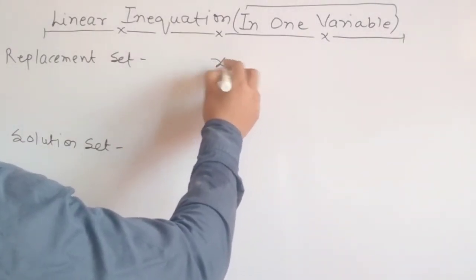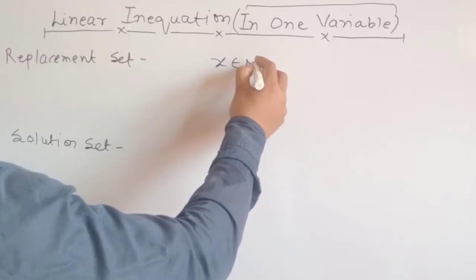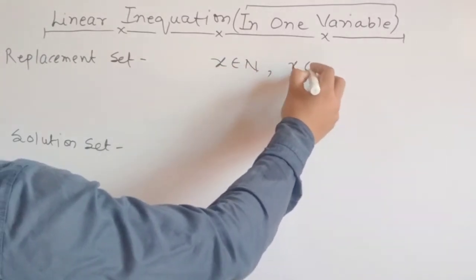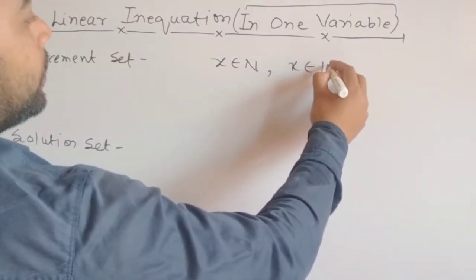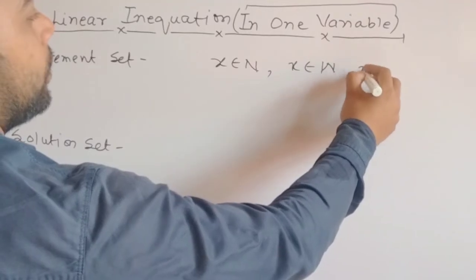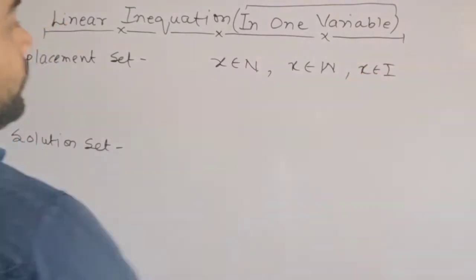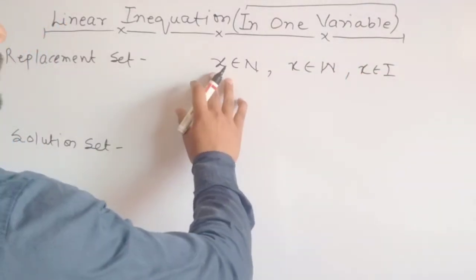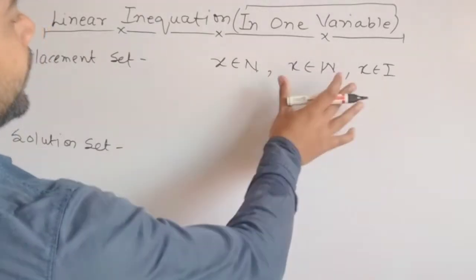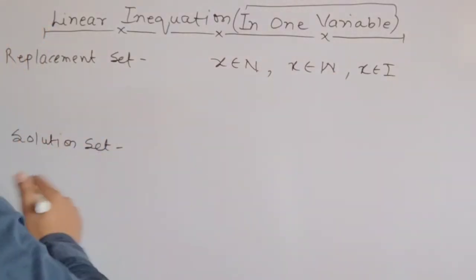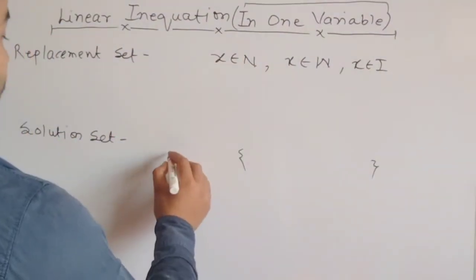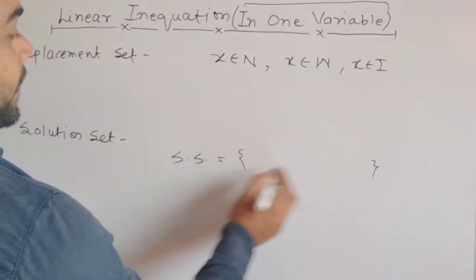For example, x may belong to natural numbers, x can belong to whole numbers, x can belong to integers. For an inequality, the value of x will differ according to this replacement set. What is the solution set? It will be called the solution set. Solution set.